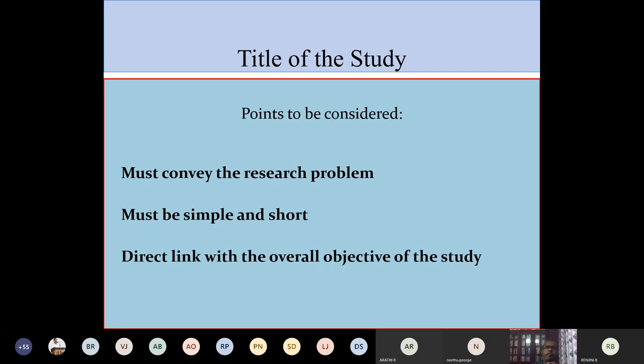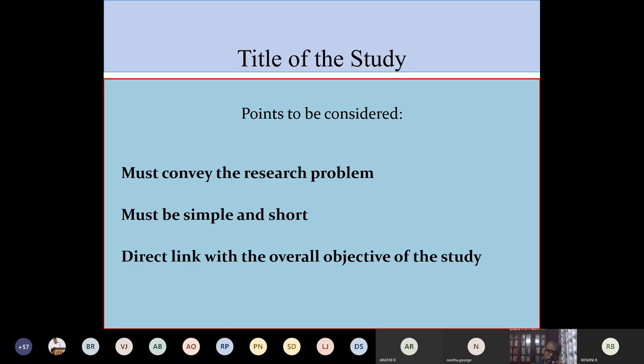And another very important issue we students face is regarding the title of the study. How to frame the title of a research study? What are the aspects to be considered by you for framing the title of your research study? So I would like to tell you some important points to be considered while framing the title of a study. The first and the most important point is that the title must convey the research problem.